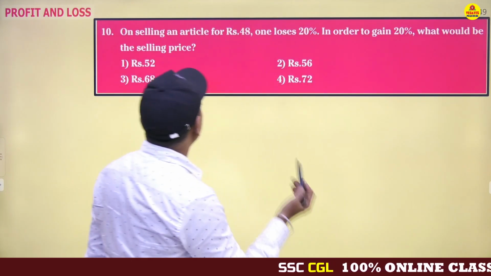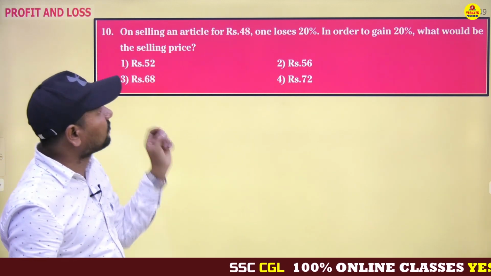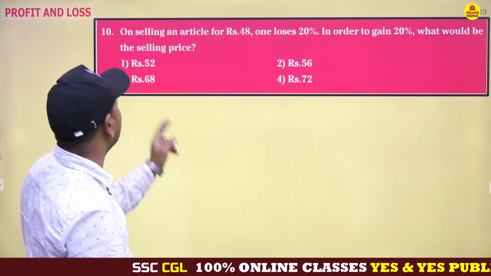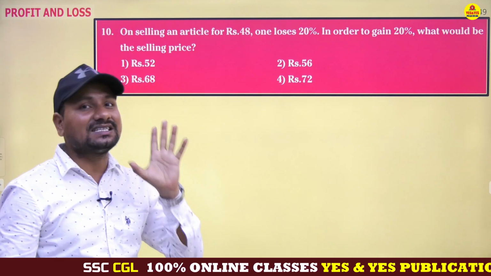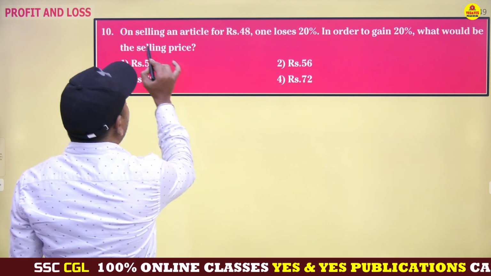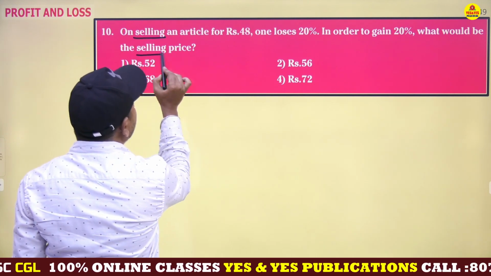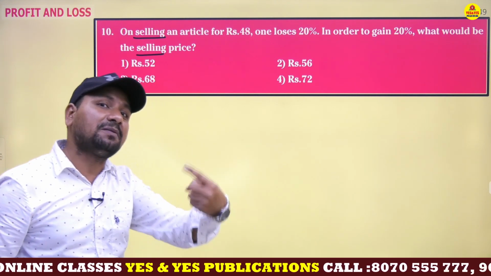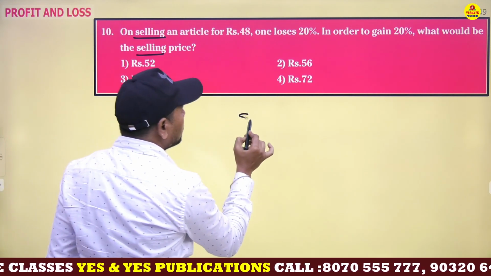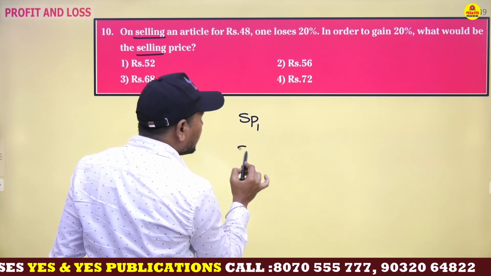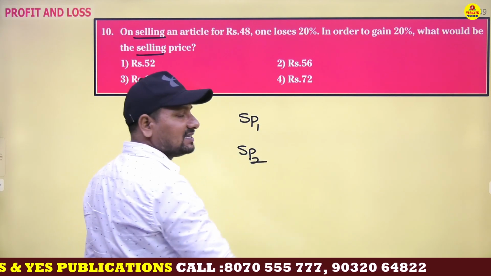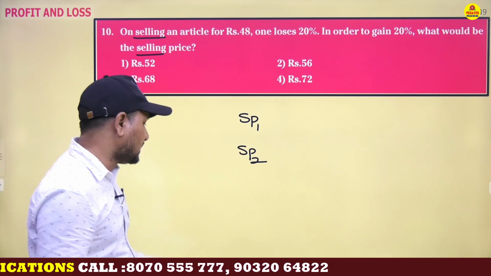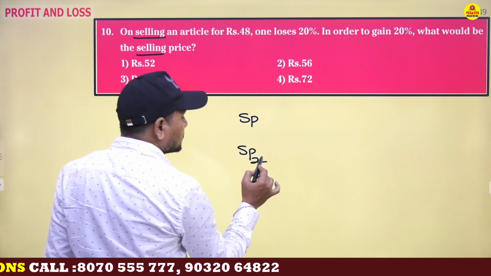Look at the next one. Here I'm selling an article for 48 rupees at a loss of 20%. In order to gain 20%, what would the selling price have been? They are asking for a selling price. Here it is already sold, and again they are asking for a selling price. The given selling price is the old selling price, say SP1. You need to calculate the new selling price, the second selling price.